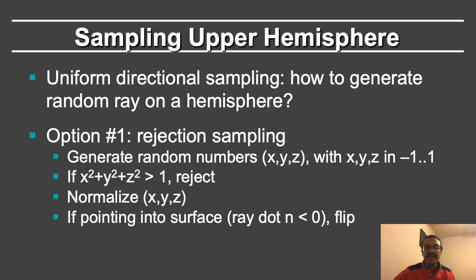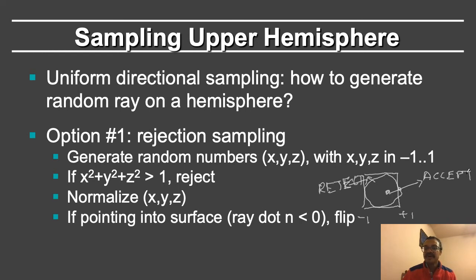A similar kind of idea can be used for sampling a circle in 2D. Drawing this in 2D for simplicity, let's say you have a square like this, -1 to +1, and you want to sample the circle inside the square. So if you pick a point here, this point will be rejected. But if you pick a point here, this point will be accepted. Similar idea for a sphere.